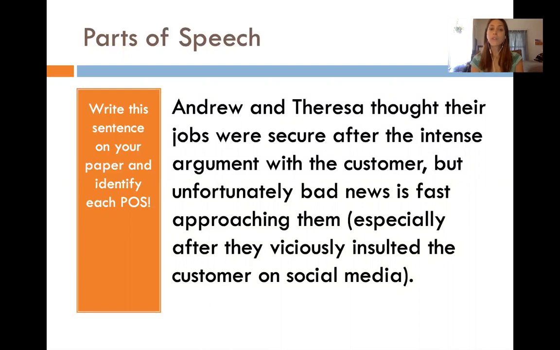So for the first word, which is Andrew, what part of speech is that? That is a noun. So I would probably just write an N above Andrew in your notes. Then you go to and, which is the second word. What part of speech is and? Okay, so pause the video and go through this. This will probably take you about 5 to 10 minutes. Okay, so take your time and don't rush.